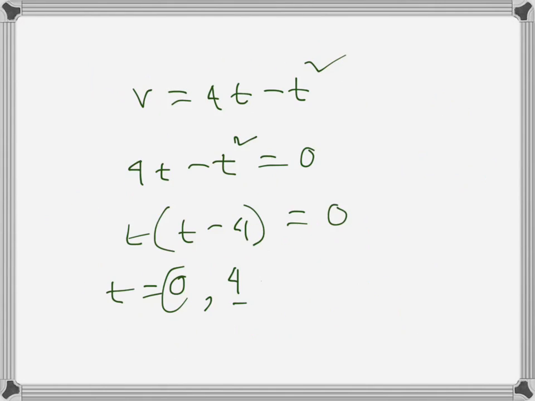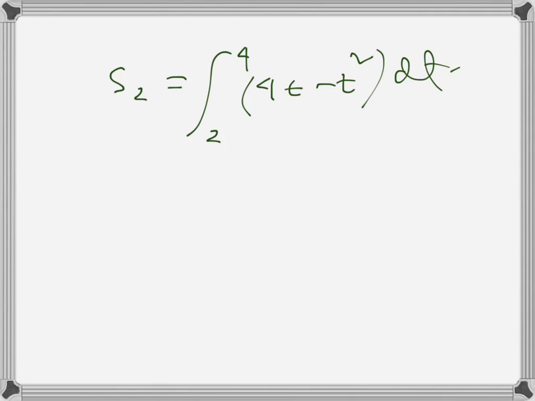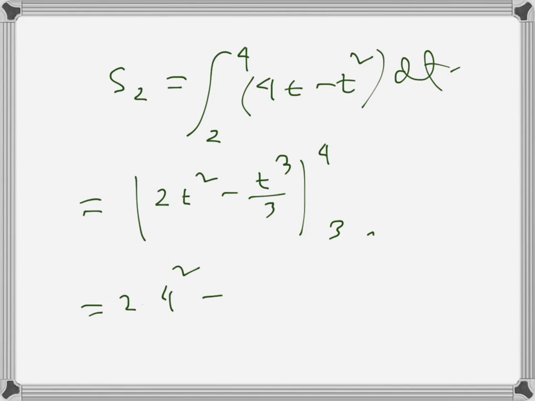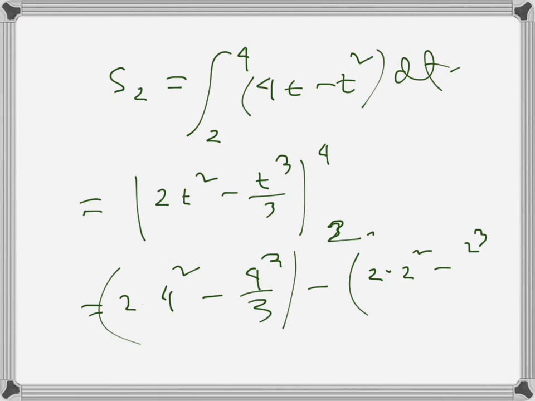Yeah, I did. So just the integration thing. This one now becomes again 2t square minus t cube over 3 like before, and this is from 0 to 4. So that's 2 times 4 square minus 4 cube over 3, minus then again just the previous one. So 2 square minus 2 cube over 3. So this one we know is 16 over 3.